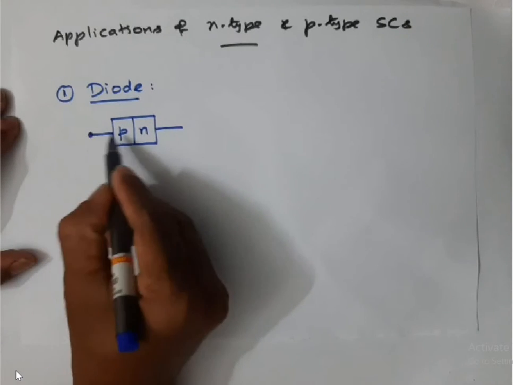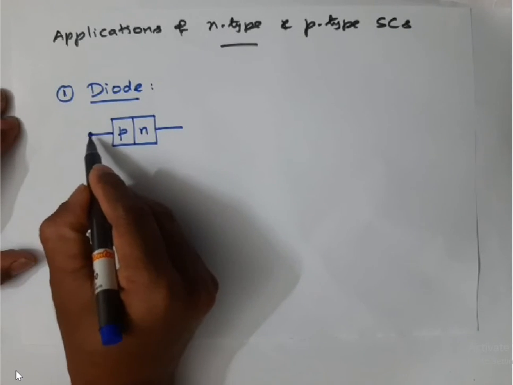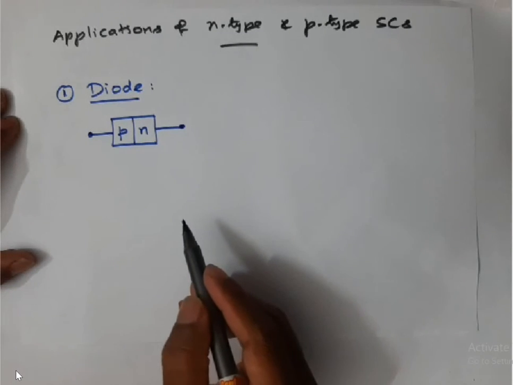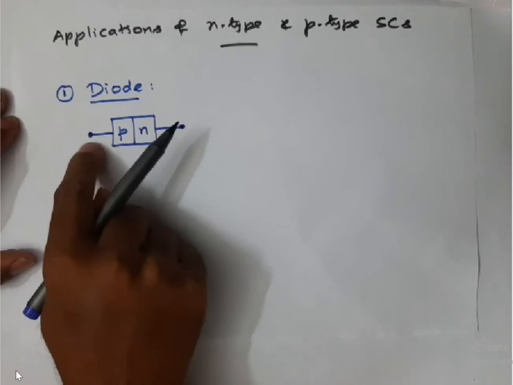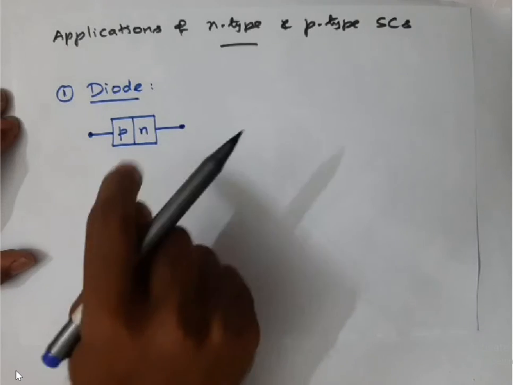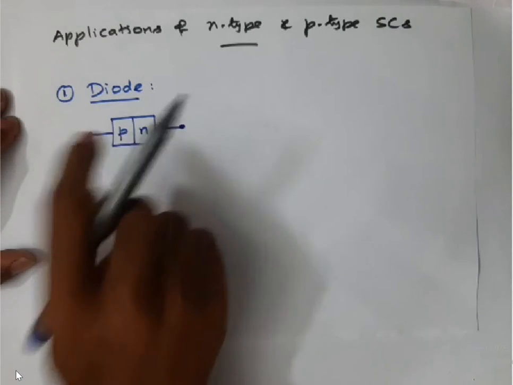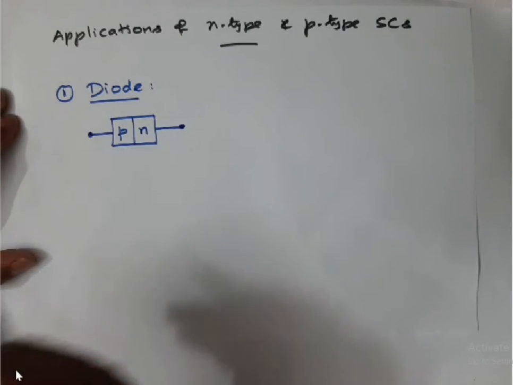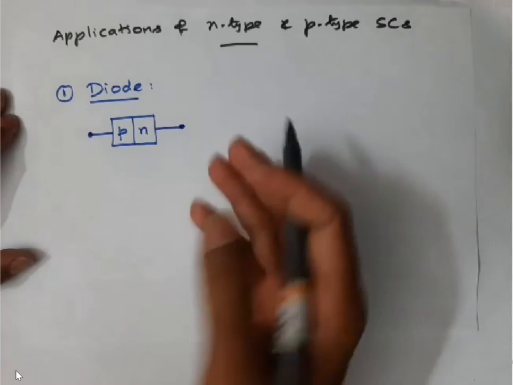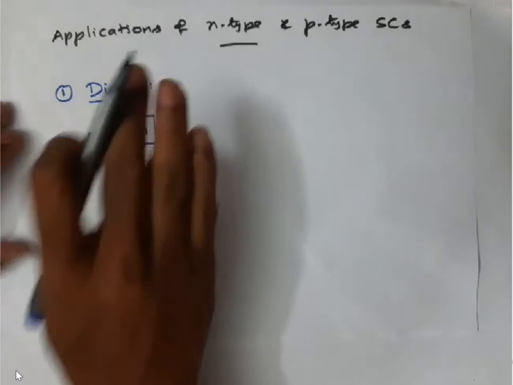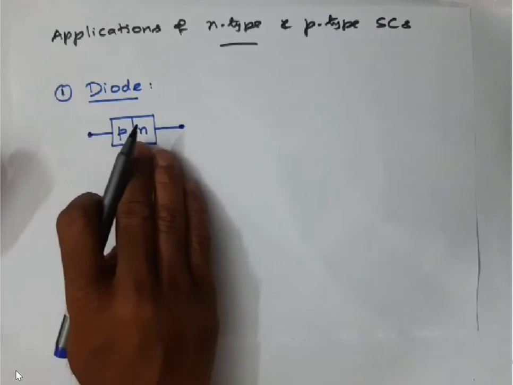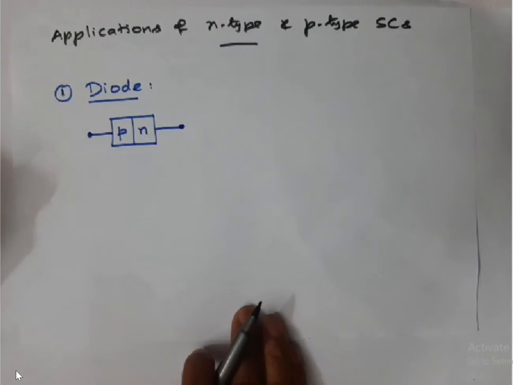If I connect this to one terminal of a battery and this to another terminal, if you make electrical connections with wires, we call this arrangement a diode, so that you can pass current through it, or get current in different manners. Diode is nothing but a combination of a P-type semiconductor and an N-type semiconductor.